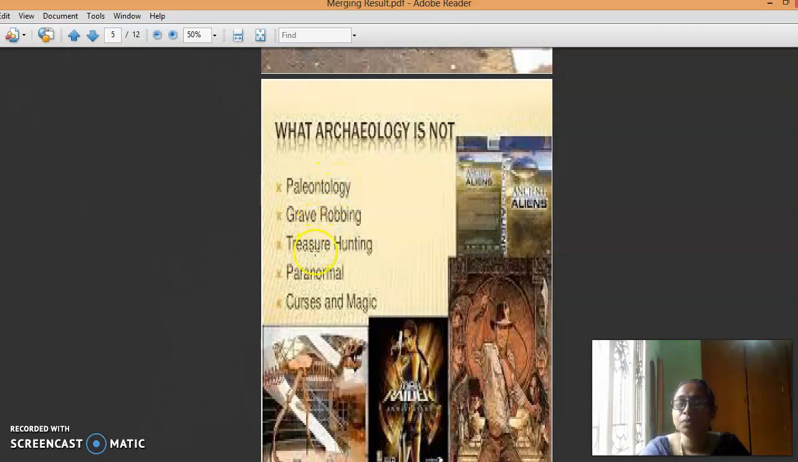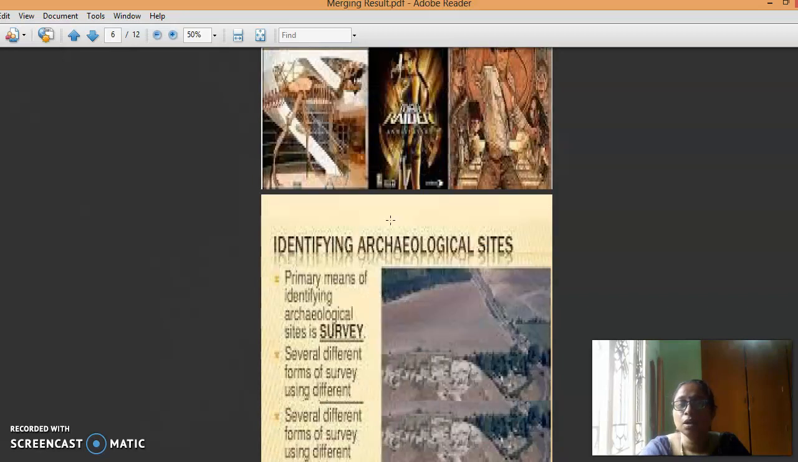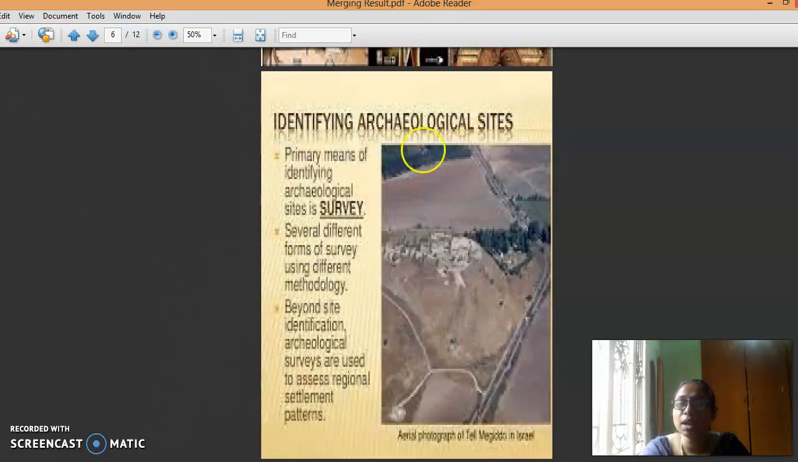Grave robbing and treasure hunting, so hunting is not included in archaeology, and the paranormal is also not included in archaeology, and curse and magic are also not related with archaeology. So identifying the archaeological sites. So what are the sites?